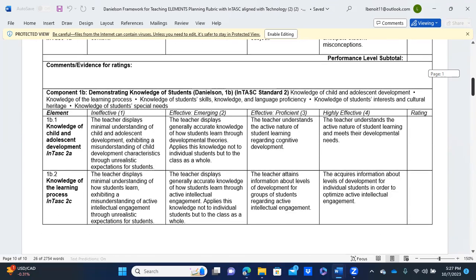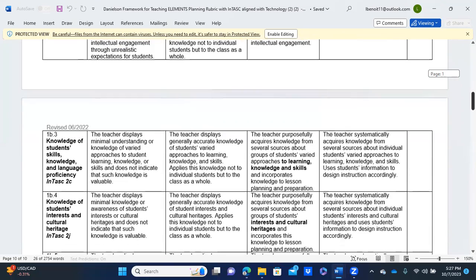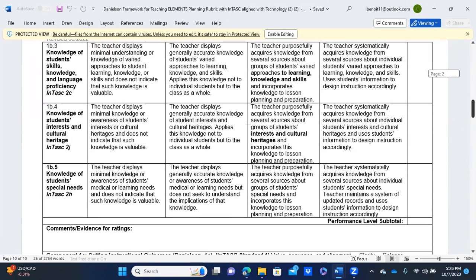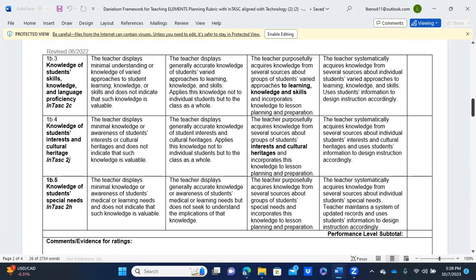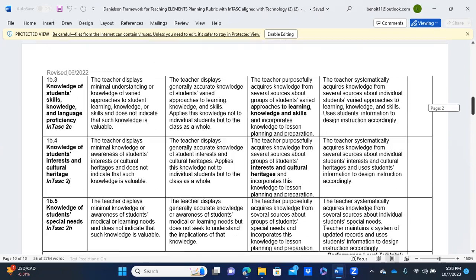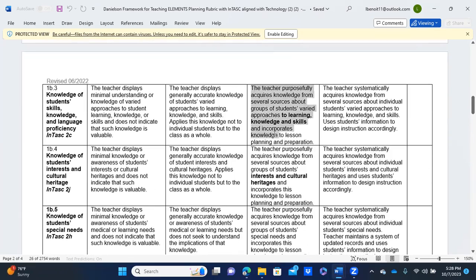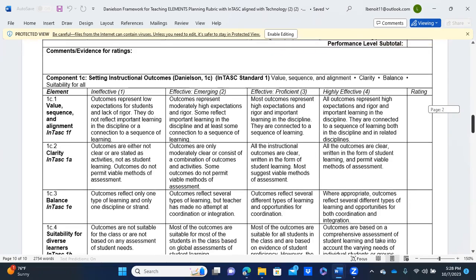1B is demonstrating knowledge of students. How do they learn? Adolescent development, the learning process, student skills, knowledge and language proficiency, knowledge of students' interests and cultural heritage, knowledge of their special needs. So notice the lesson plan, thinking of standards, where they're aligned, what prior learning do they need? What are their values? What are their backgrounds? The cultural relevance piece, all of that brings that into your success on this rubric. So if you follow the template, you're getting set up for success here.